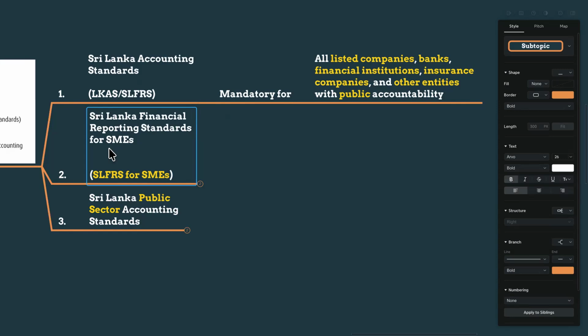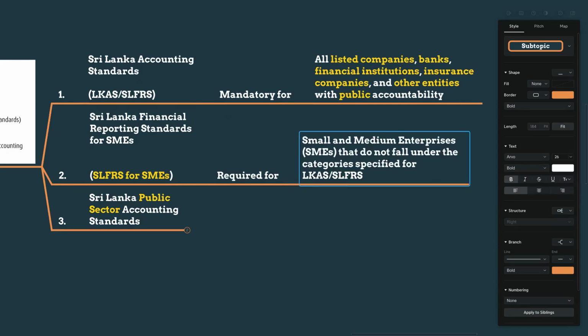So under the category specified here, it is required for small medium enterprises that do not fall under the category specified for LKS SLFRS. It means if you are not a listed company, not a bank, not a financial institution, not an insurance company, and not another entity with public accountability, you can prepare the SLFRS for SMEs. It means you can follow the SLFRS for SMEs to prepare your financial statements for your small medium enterprise. Right? We will study about that later.